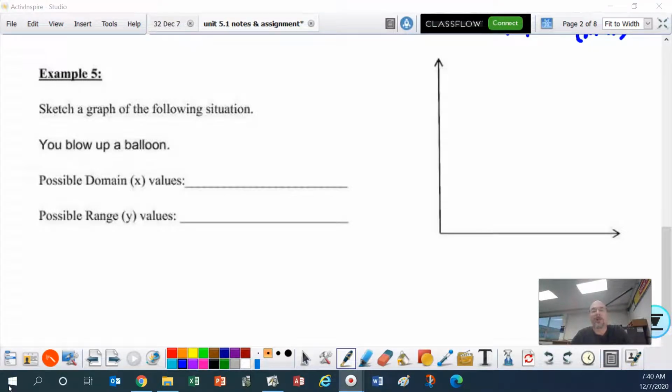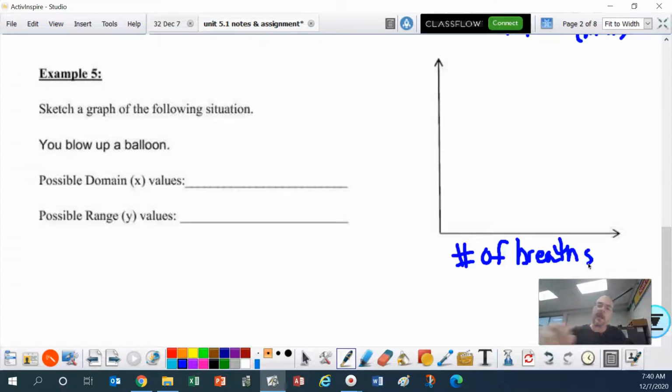All right, so now we're going to sketch the situation of blowing up a balloon. We have many things we can do for the X axis. What I have chosen to do here is how many breaths it takes to fill up the balloon, okay? So I'm going to label that number of breaths.